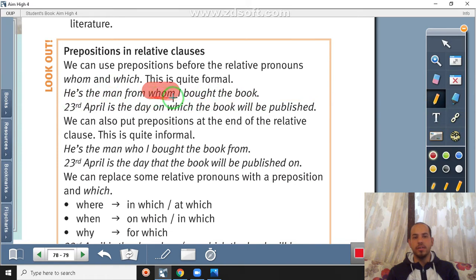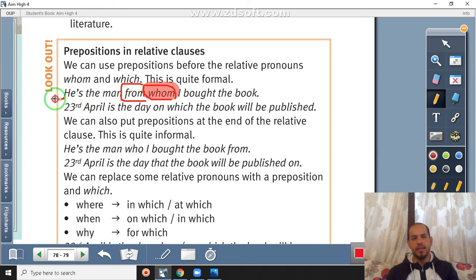Now you can notice that here I have a relative pronoun that is joined with a preposition, which is from. From is a preposition. Can I say he is the man whom I bought the book without using from? Yes, I can. But to make my speech more formal.